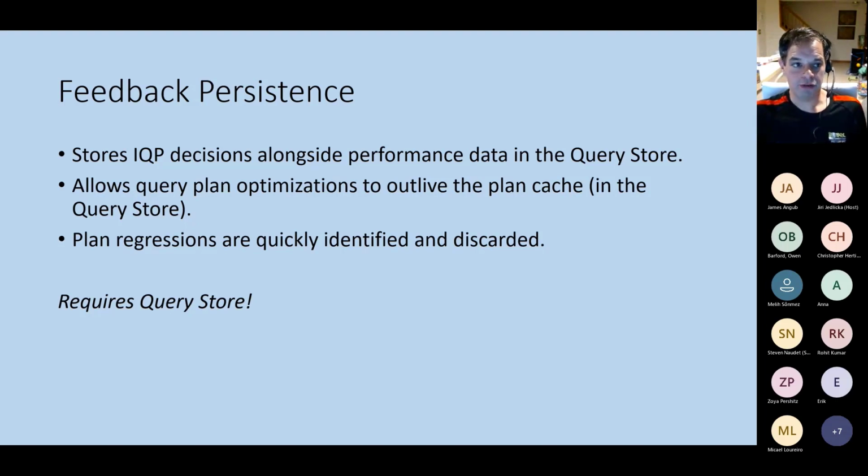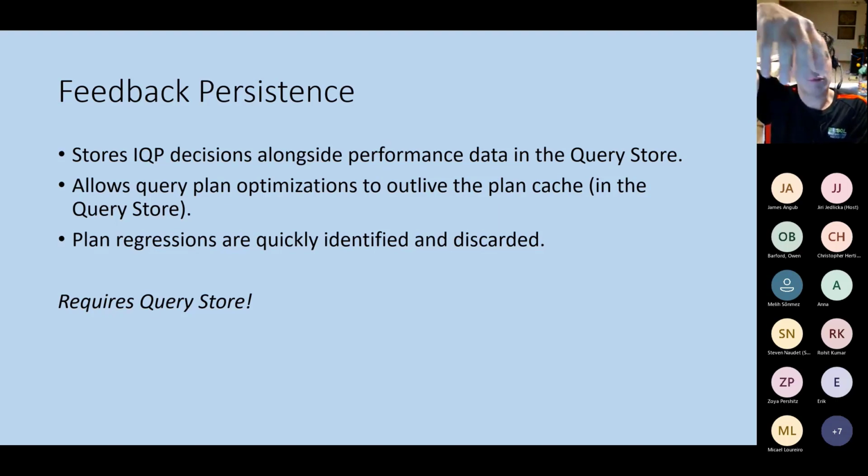Feedback persistence means we're going to store the results of what we did in the query store. What this means is not only can we then go back and fix things later, but if your plan leaves cache, which will eventually happen, all plans leave cache eventually, especially if you restart a server, the query store doesn't. The query store does not go poof, and so it has all that information in it. So when you see your plan leave cache, its information is still in the query store.